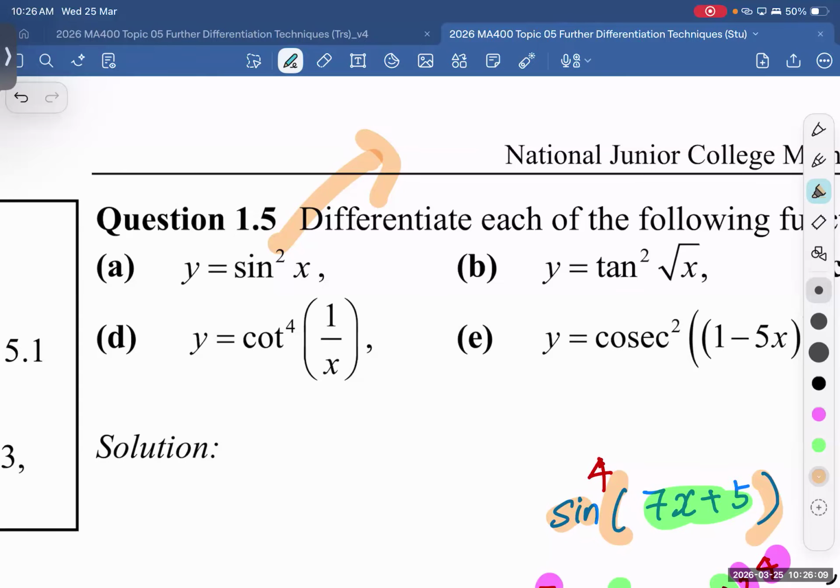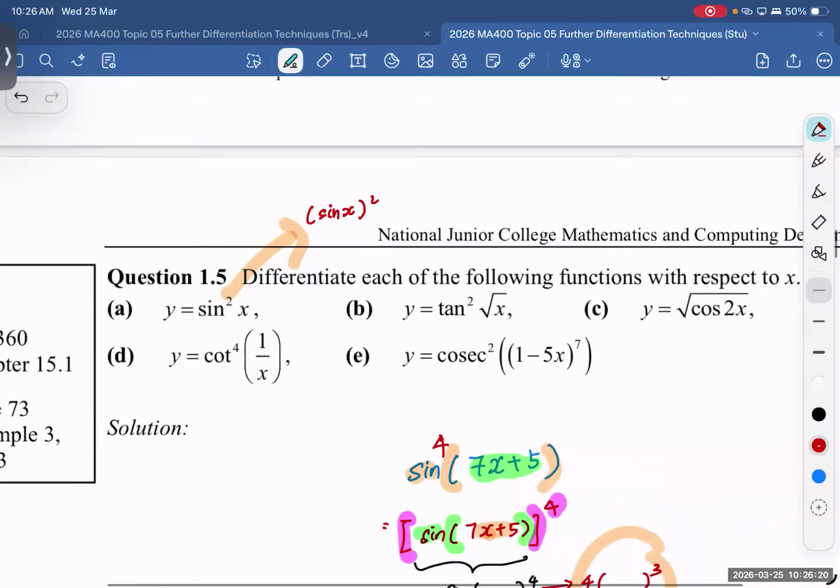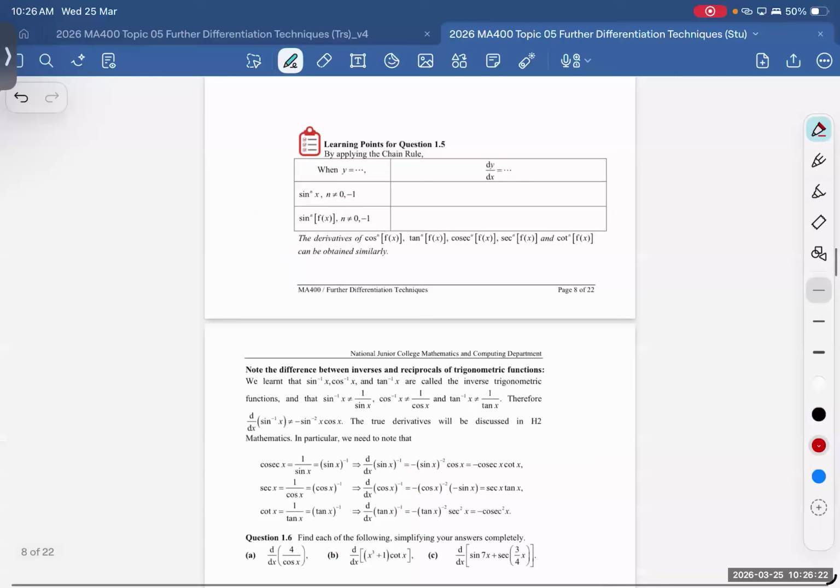For 1.5a, all you need to do is to see it as sine x power 2. I think you will know what to do. The 1.5 answer is on the board. Now I go to 1.6.